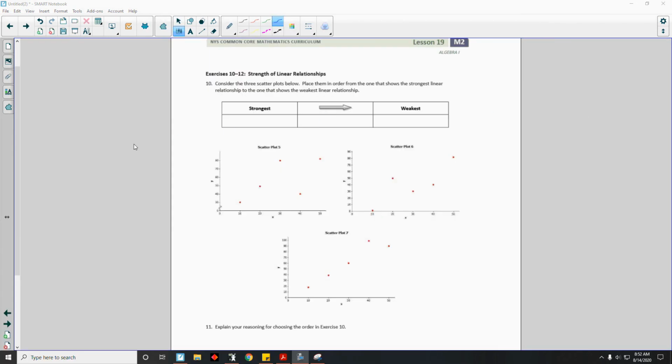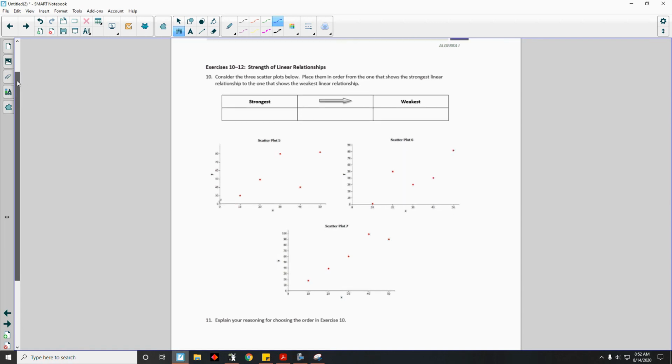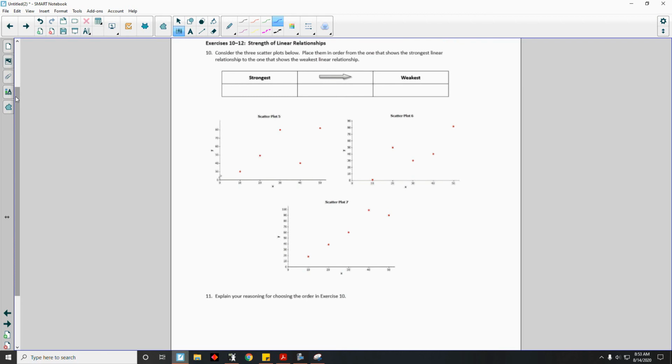Okay, page 4 brings us to an exercise. So try this on your own, pause the video, then come back and see if you did it correctly. Okay, here we go. Exercise 10 through 12, strength of linear relationships. Consider the three scatter plots below. Place them in order from the one that shows the strongest relationship to the one that shows the weakest linear relationship. So we're going strongest to weakest.